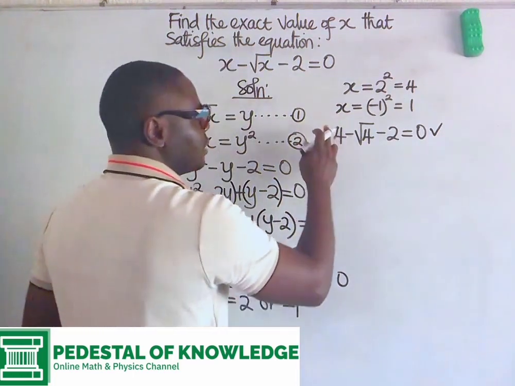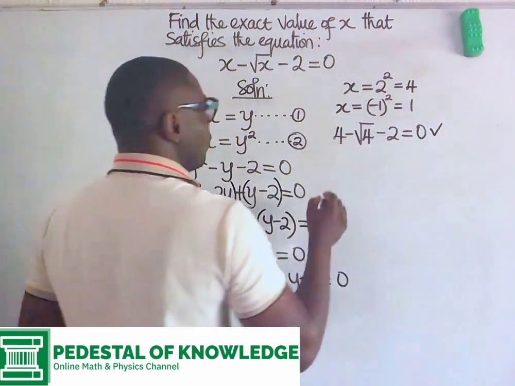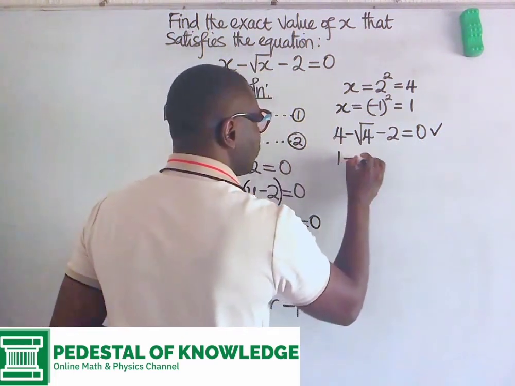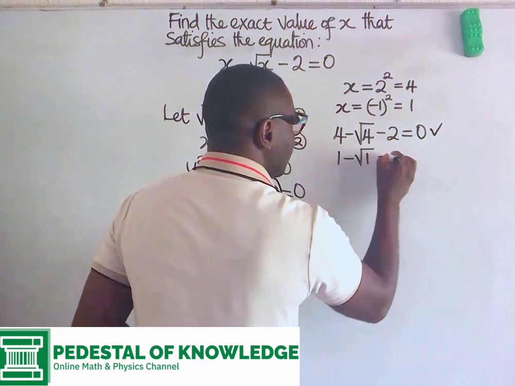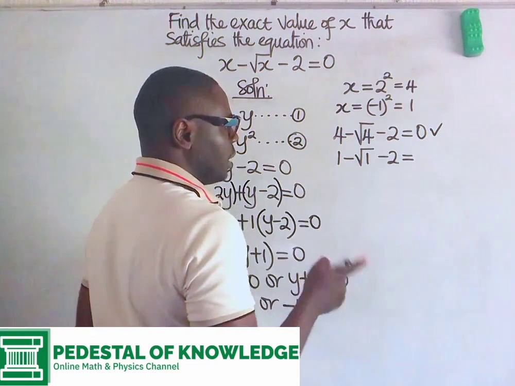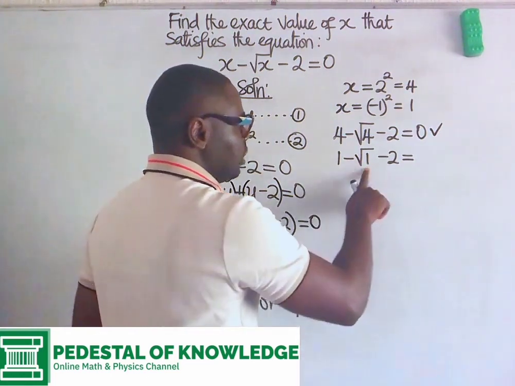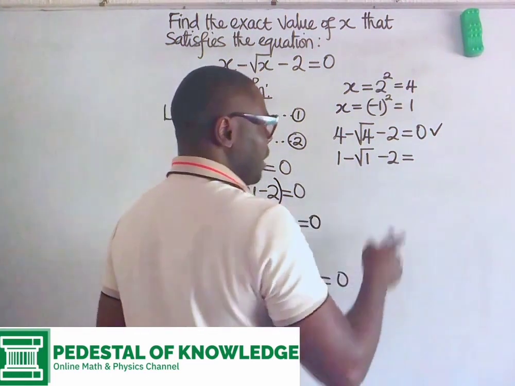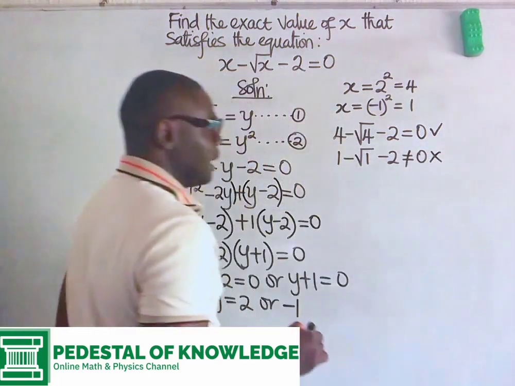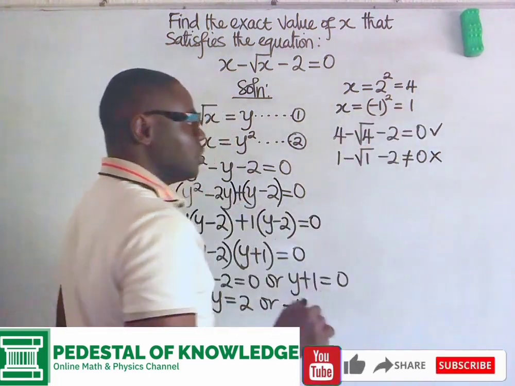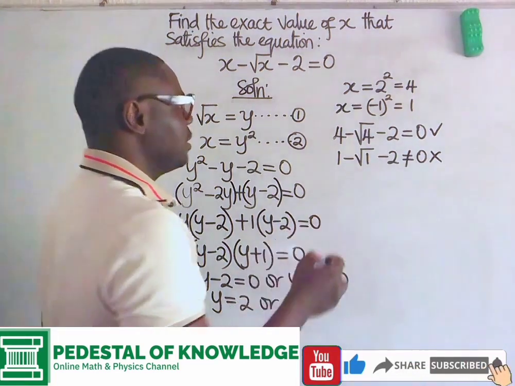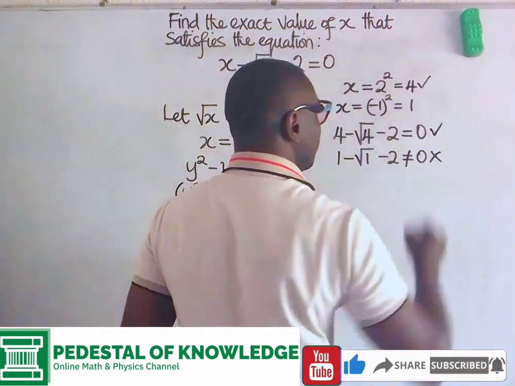Now let us test x equal to 1. Now, if we put the value of x as 1 in this equation, we have 1 minus the square root of 1 minus 2. Let us see if the result will be 0. Now, the square root of 1 is equal to 1. 1 minus 1 is 0. 0 minus 2 is equal to minus 2. And minus 2 is not equal to 0. So that means that x equal to 1 does not satisfy the equation. So the only value of x that satisfies the equation is 4.